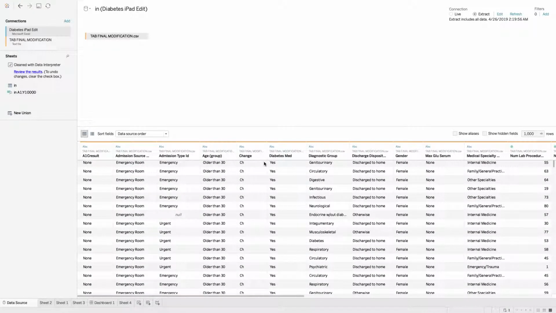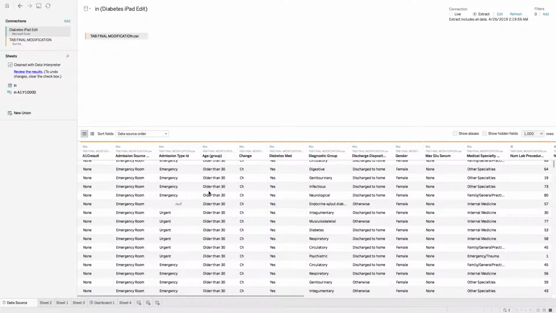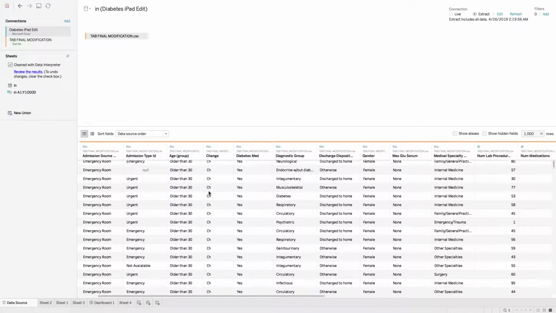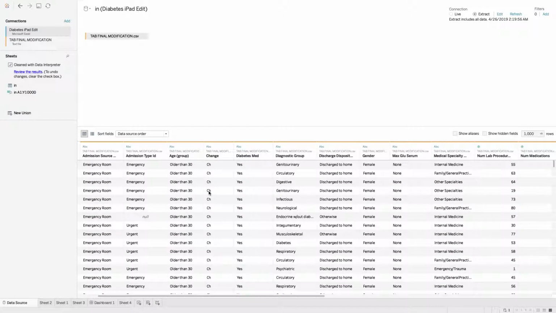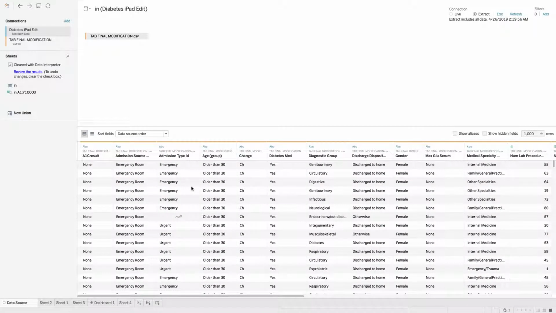I used Tableau for pre-processing, changing all my variables and summarizing or simplifying the metadata. For example, I had to summarize many of the variables, specifically admission type. I had to narrow it down to emergency, urgent, and not available. And age groups, there were like 8 or 9, so I summarized them to older than 30 and younger than 30.